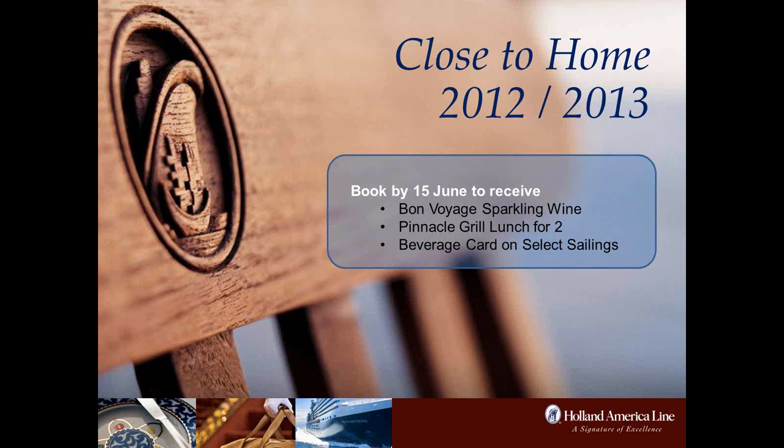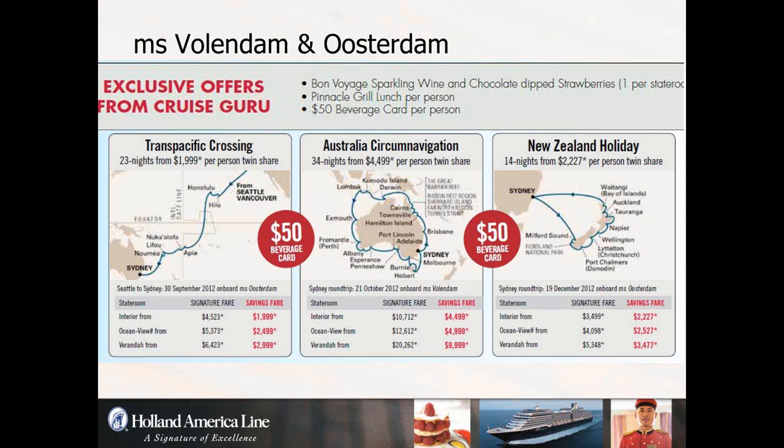So let's take a little look at the itineraries that are featured on our close-to-home departures. First of all, the Volendam and the Oosterdam do sail out of Vancouver and Seattle for the Alaskan season, so you can have the opportunity to do the last Alaska cruise of the season, sail back down across the Pacific, and ultimately end up back in Sydney. You do have the Trans-Pacific cruise there, which is 23 nights for just $1,900, exceptionally good value for money.